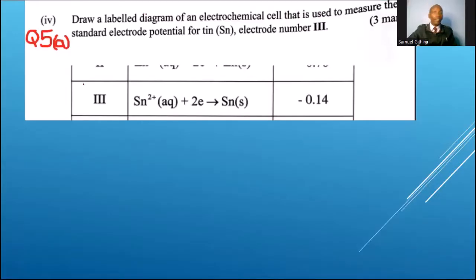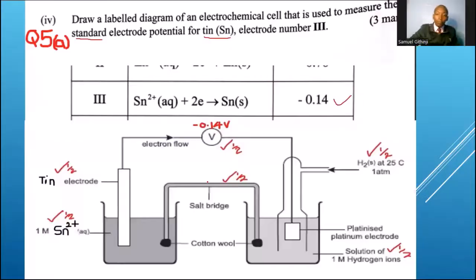Draw a diagram of an electrochemical cell that can be used to measure standard electrode potential. Look at this word, standard electrode potential. So that means some issues to do with the standard electrode, or rather what you call the standard hydrogen half cell, must be indicated somewhere, and the conditions well indicated. We are combining the half cell 14 and the one for hydrogen, and you can see there the half cell 14 and even the E value given. Good. This one, it's going with quite a number of marks, 3 marks.